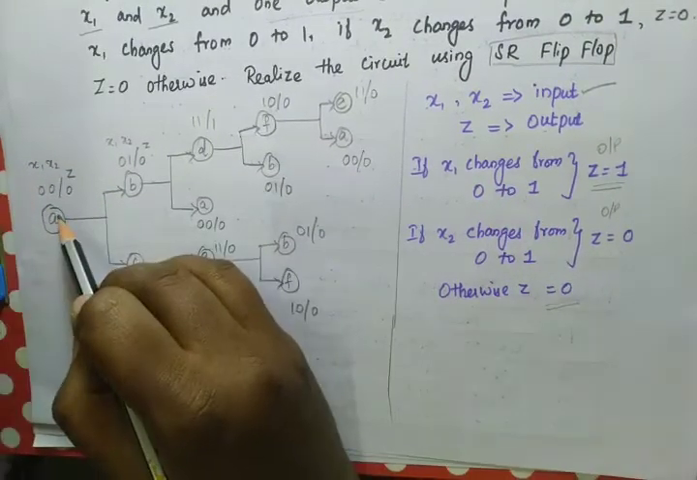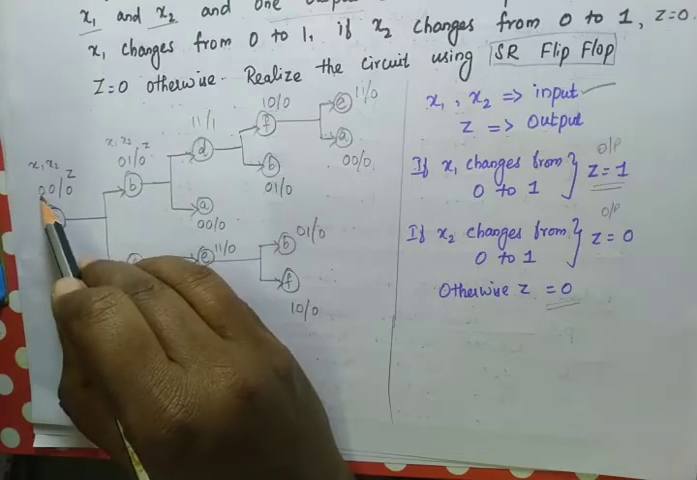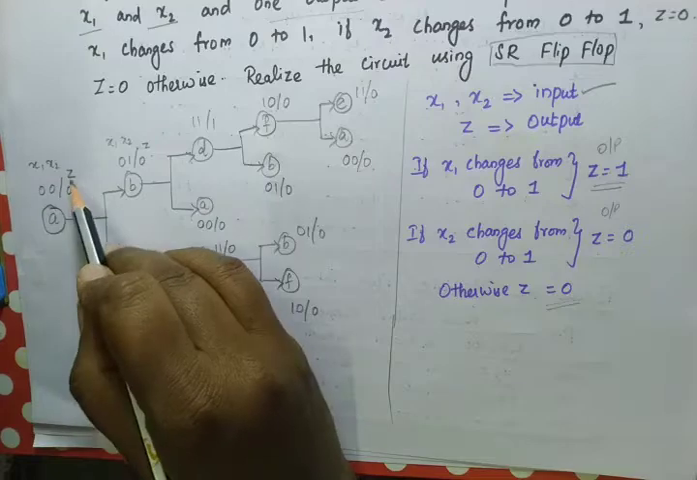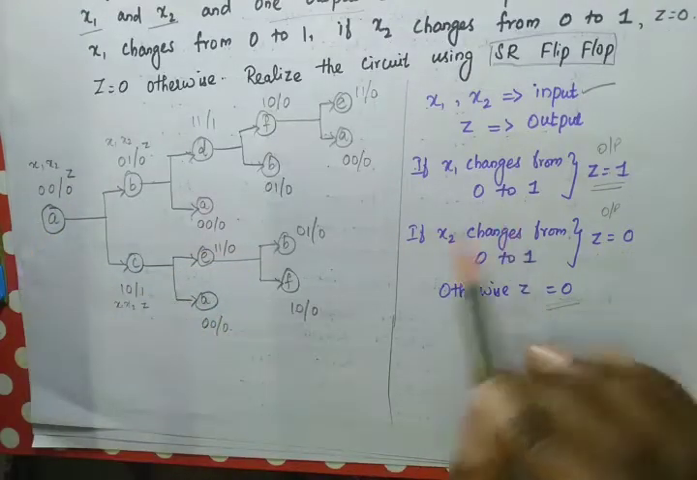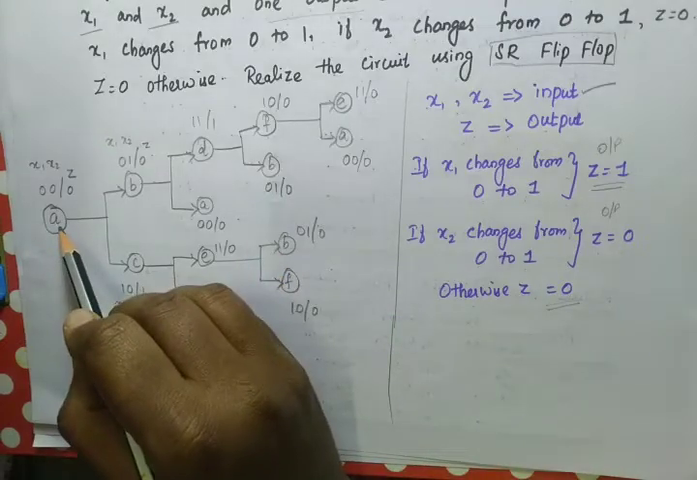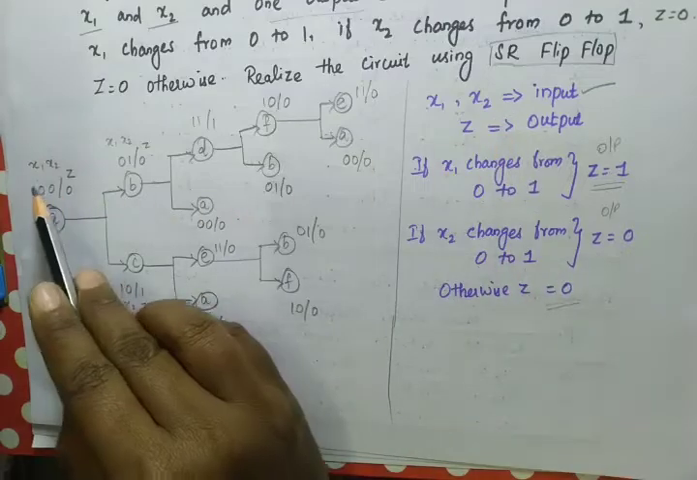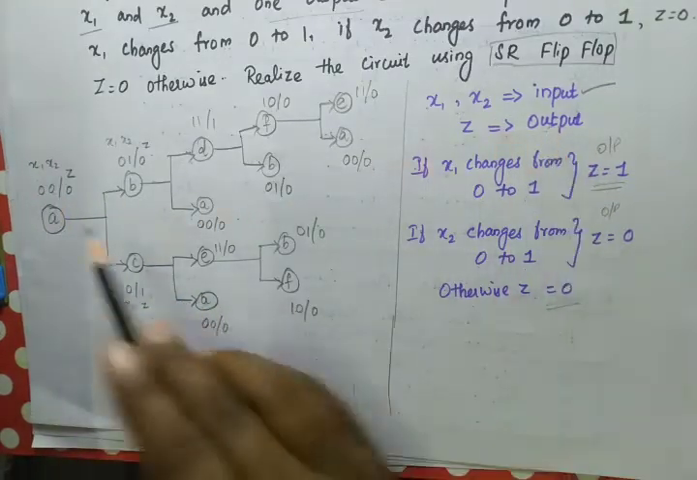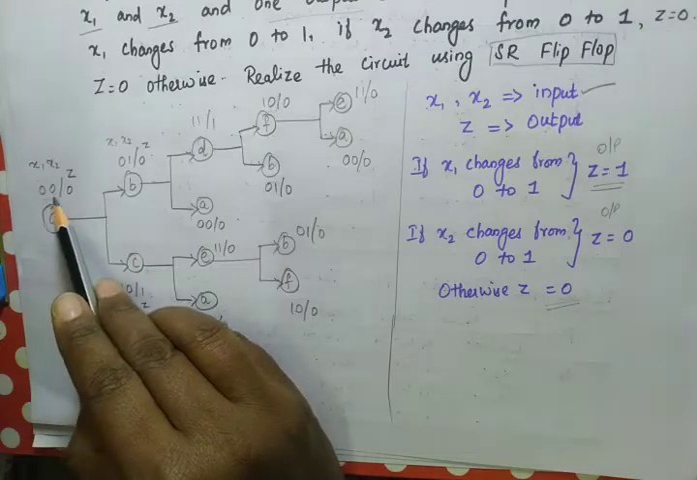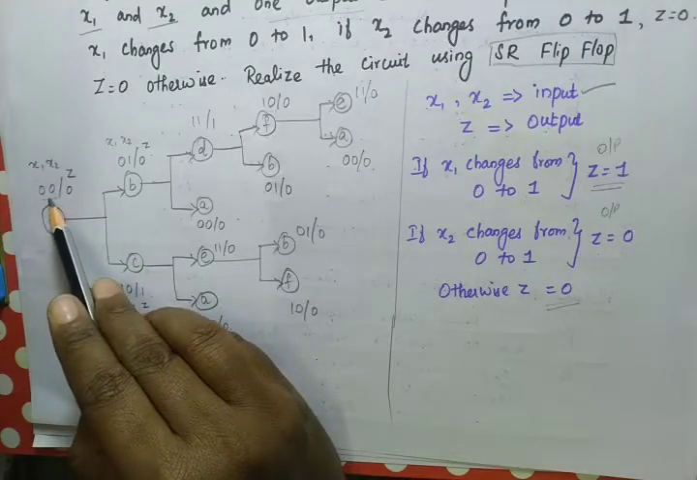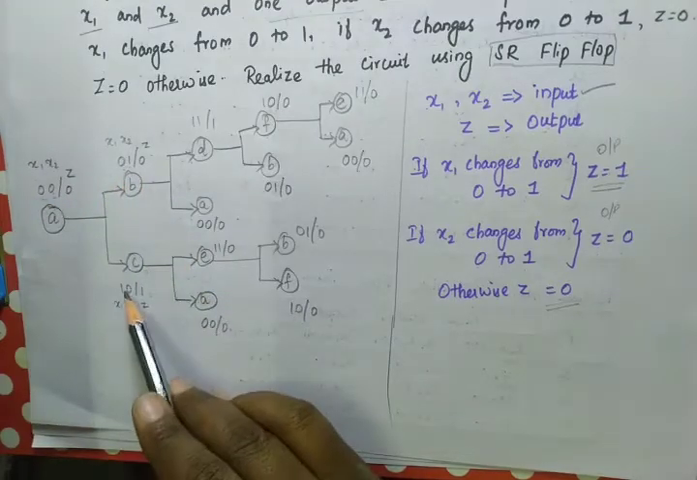Now let us take initially the present state is A and the inputs x1, x2 are 0, 0. Now the output initially z is equal to 0 because here we don't have any changes. So present state A, input x1, x2, 0, 0, output z is 0. If we have only one bit change, the 0, 0 will become either 0, 1 or 1, 0.